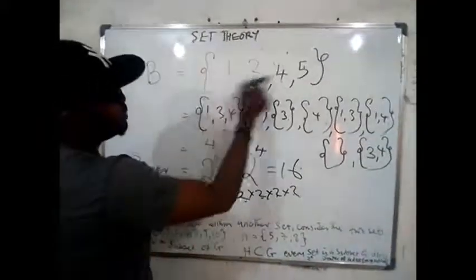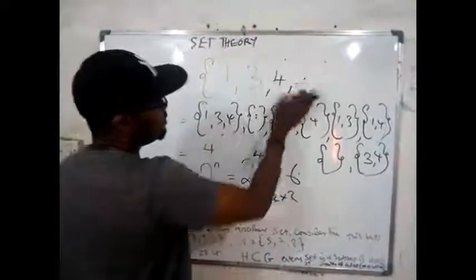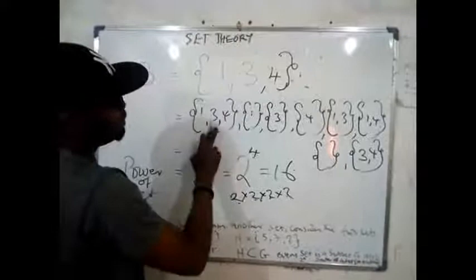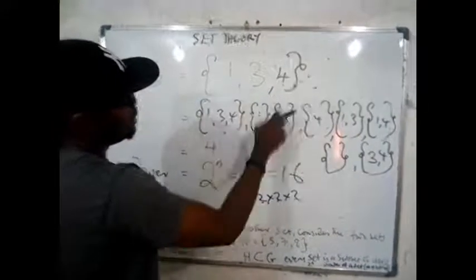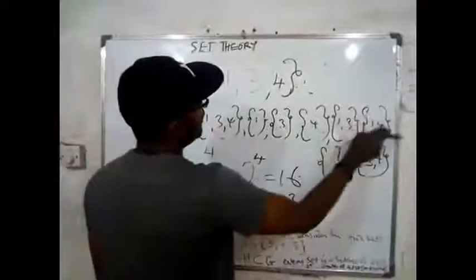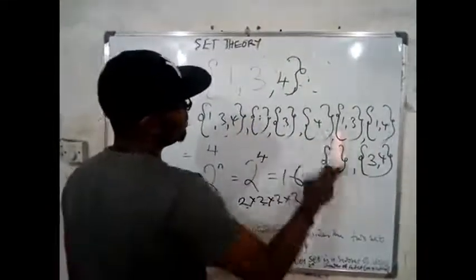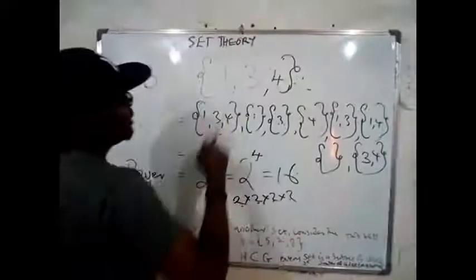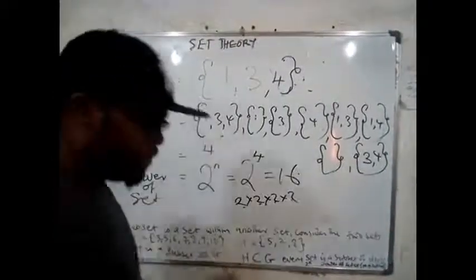1, 2, 3 is already there. Okay, this is the one I was using. 1, 3, 4 is already there. 1 alone is already here. 3 alone is already here. 4 alone is already here. 1, 3 is already here. 1, 4 is already here. Empty set is the subset of every set. 3, 4 is already here. Every set is a subset of itself.